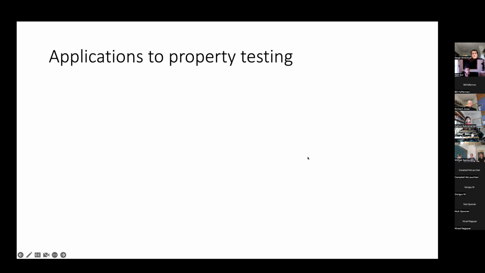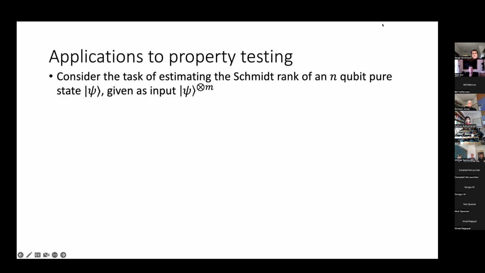Okay. Then we talk about some applications. The one that's obvious, or easy, is property testing. Here it's almost straightforward from what I just described to you. So let me tell you the question I have in mind. Consider the task of estimating the Schmidt rank of an n qubit pure state given many copies of this state, like psi tensor m.